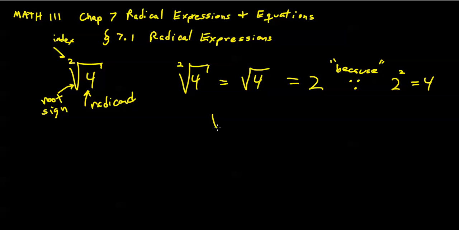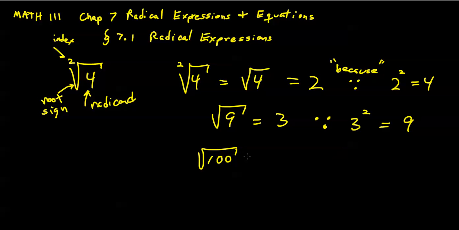Well, on we go. The square root of 9 is, of course, 3. Why? Because the number I square to get 9 is 3. In other words, 3 squared is 9, so the square root of 9 is 3. And again, the square root of 100 is 10 because 10 is the number I square to get 100.